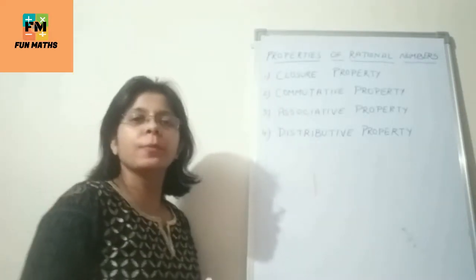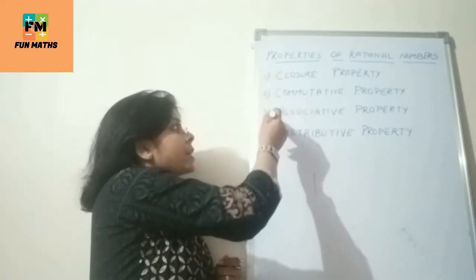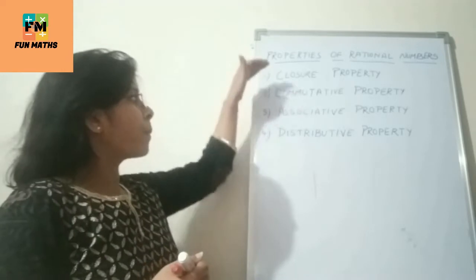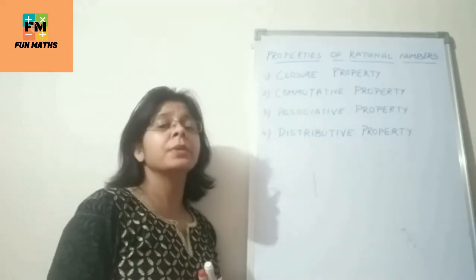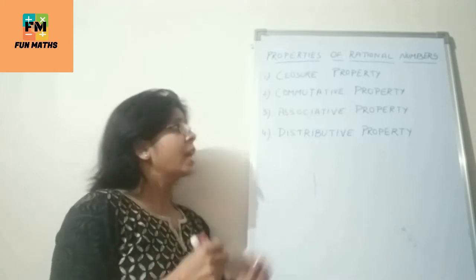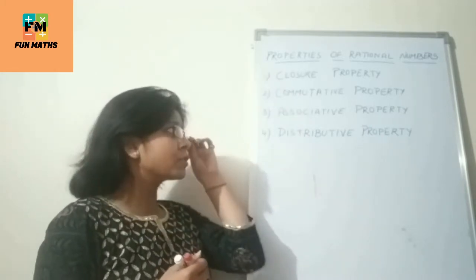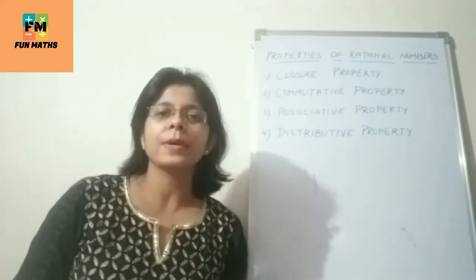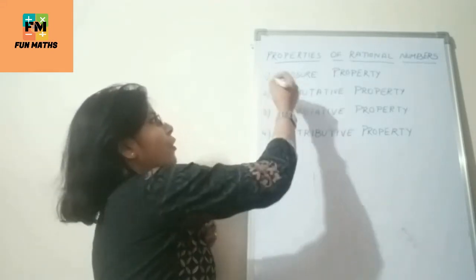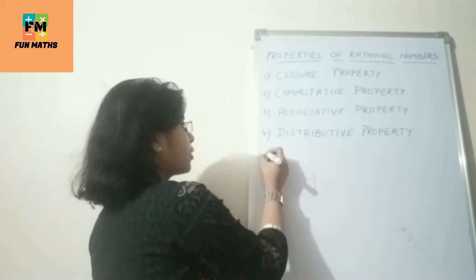As you can see on the board, I have written 4 properties of rational numbers. You have already seen all these properties while learning the previous chapters, that is whole numbers, natural numbers, integers, right? Now these properties hold true for rational numbers too. Let's see one by one how. So we will start with the closure property first.